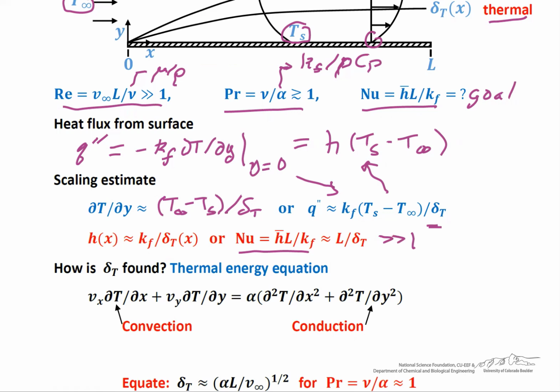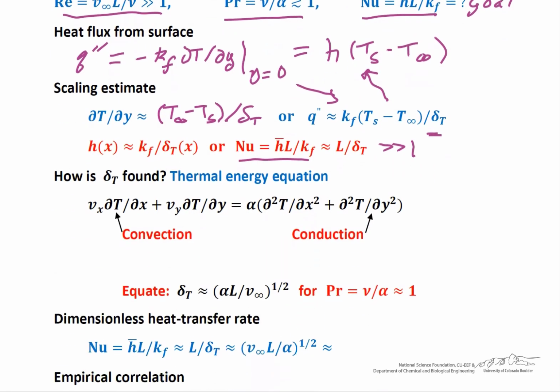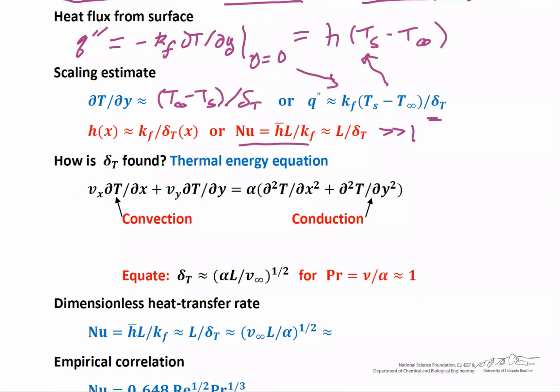Now, in order to evaluate the Nusselt number, we need to know the thermal boundary layer thickness. And to do so, we look at the thermal energy equation, and we'll assume constant properties in steady state and no generation of heat in the fluid. And therefore, we just have convection equals conduction.